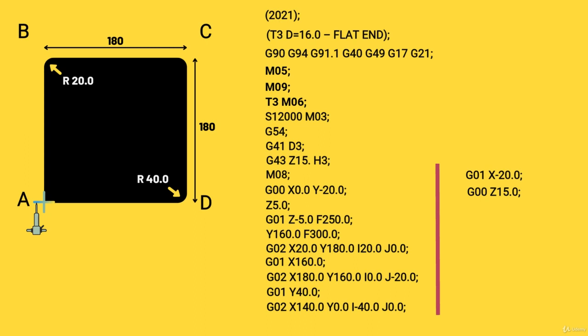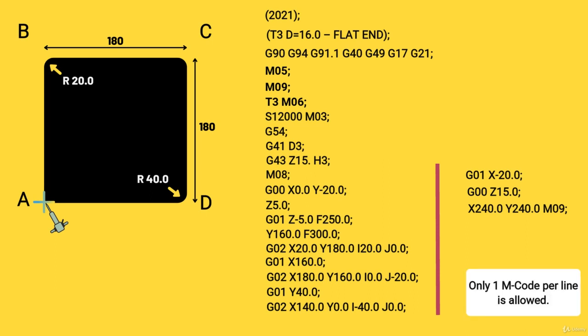Now G00 code is still active and we can now move our cutter back to its home position. Remember, this is the machine's home position we are talking about. So it would be X equal to 240 and Y equal to 240. We can also add M09 to turn off the coolant. When we are writing M code in the program, we can only write one M code per line. So to turn off the cutter, we will write M05 in the next line.